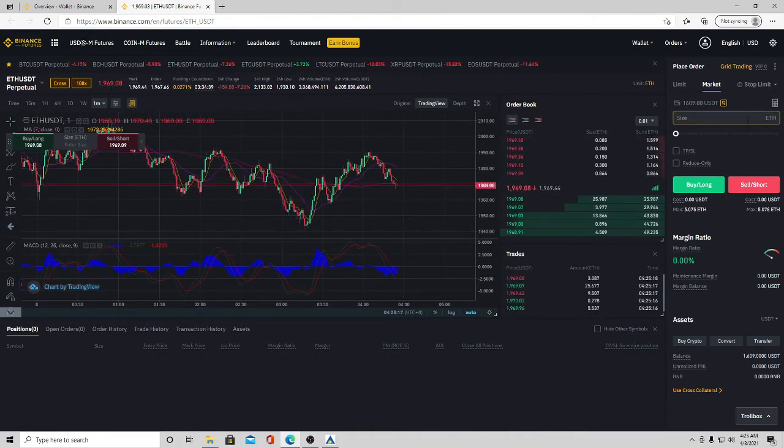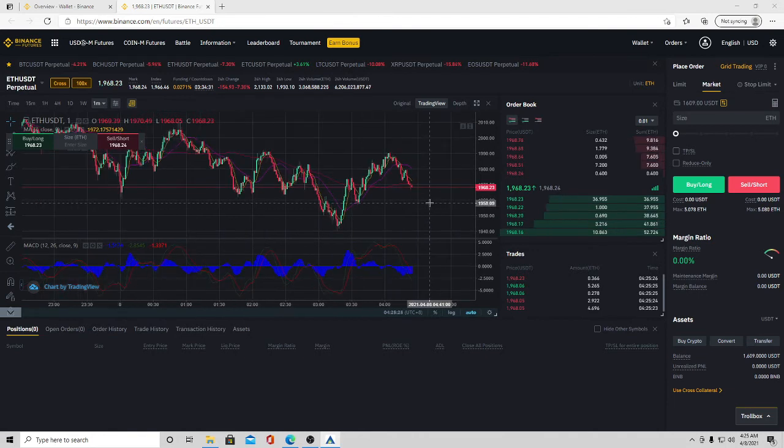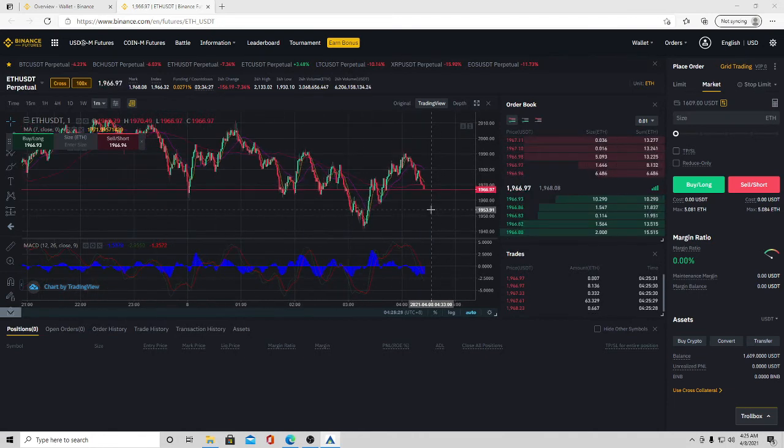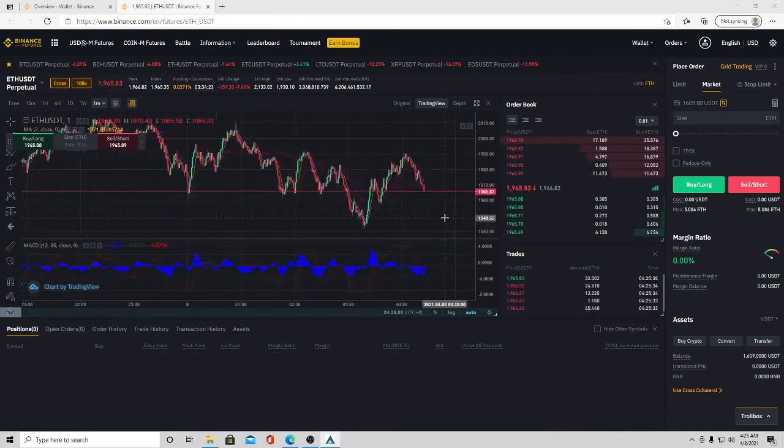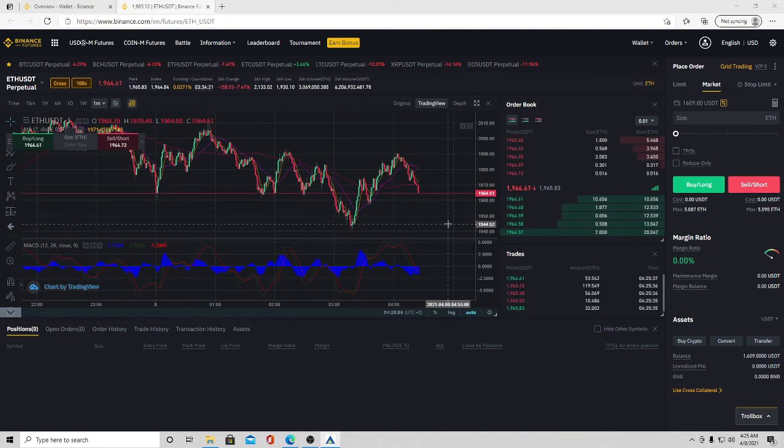Let's just make a sample trade on Ethereum, right? Let's do a sample trade on Ethereum. Let me see. This looks like it still has a lot of weight. It looks like it's still going down more. So no, I'm not going to do a trade yet.